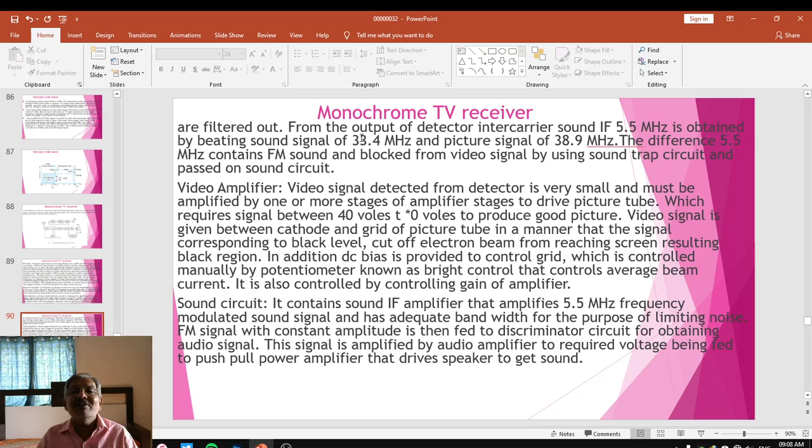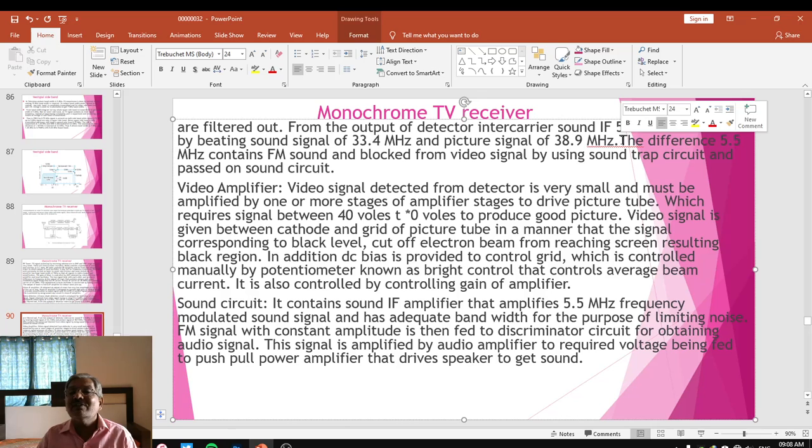The inter-carrier sound of 5.5 MHz is obtained by beating the sound signal of 33.4 MHz and the picture signal of 38.9 MHz. The difference, 5.5 MHz, contains the FM sound and is blocked from the video signal by using the sound trap circuit and passed only to the sound circuit.